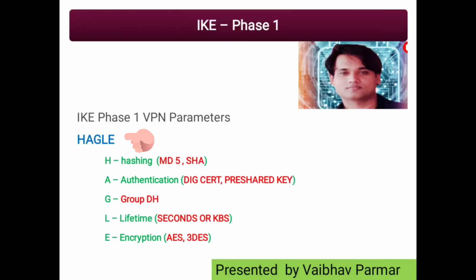Here H stands for hashing. Those are the hashing algorithms such as MD5, SHA-1. A stands for authentication. These are the authentication techniques such as certificates or pre-shared key. G stands for groups, Diffie-Hellman groups. L stands for lifetime. Usually these are in seconds in Check Point, but some other vendors also refer in KBs. And finally E stands for encryption, the encryption algorithms like AES, 3DES.